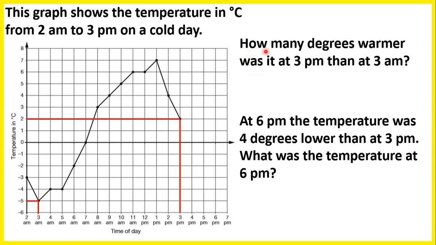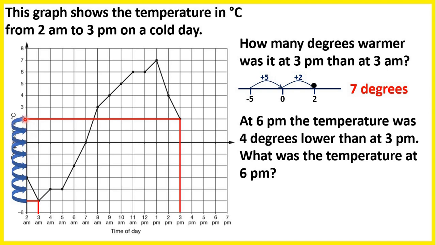So the question asks how many degrees warmer, so we need to find the difference. From -5, so from the temperature at 3 AM, we can add 5 to get to 0, but then to get to 2 degrees, we need to add another 2. So that takes us to the temperature at 3 PM. So to get from -5 to 2, we need to add 5 and then 2, so that's 7 degrees altogether. Another way would be just to count on our graph, because we can see that each line is 1 degree, and we have 1, 2, 3, 4, 5, 6, 7 degrees between -5 and 2.